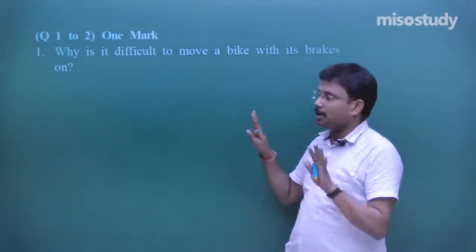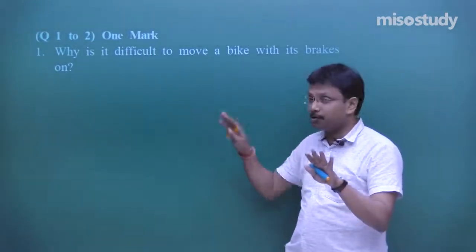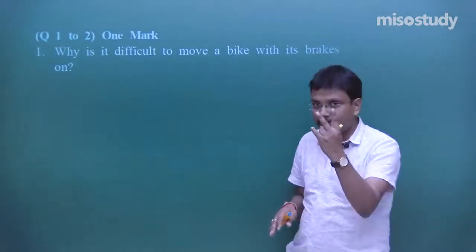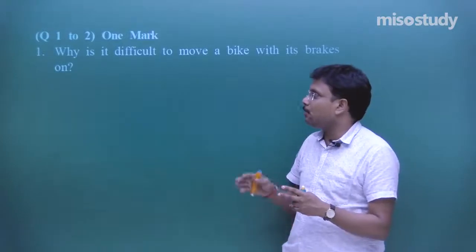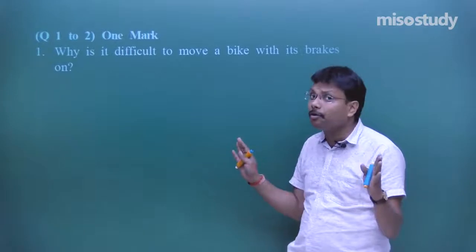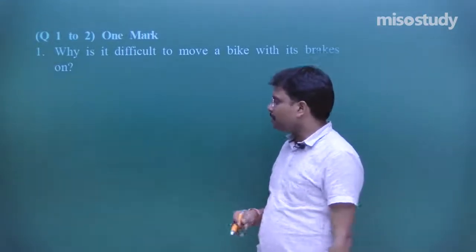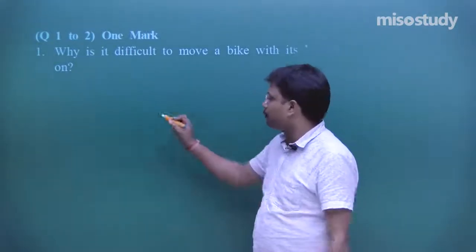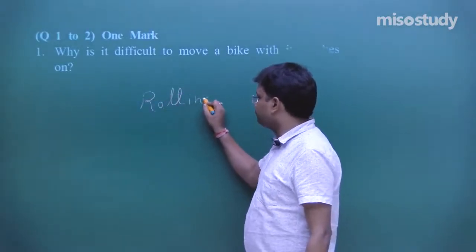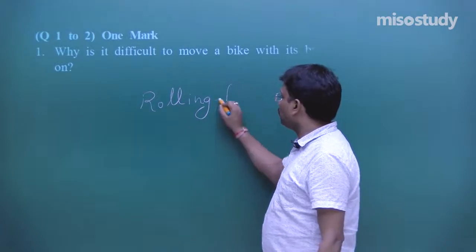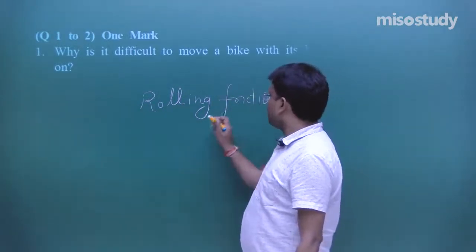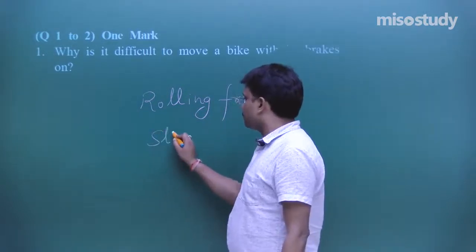How you will write down the answer to this question, I will tell you, but first I would like to mention 2 words, and we will follow those for the entire discussion of this chapter, laws of motion. Students, there are 2 types of frictional forces. One is rolling friction. Another is sliding friction.